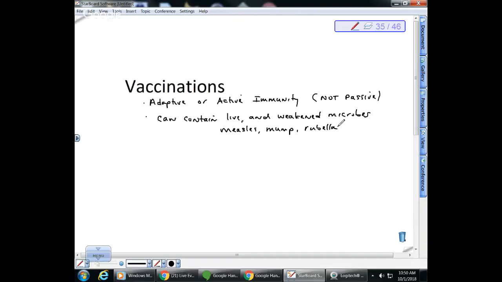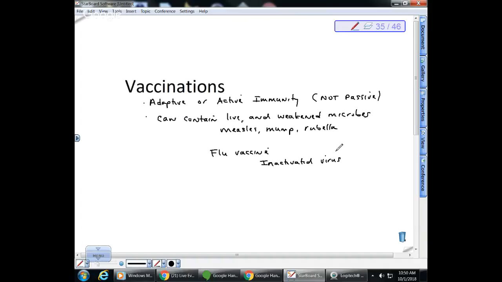Okay, so that's a shot that they generally give together, right? The flu shots, or the flu vaccine, is generally inactivated virus. So the virus has become inactivated, so it is unable to reproduce and cause the disease.